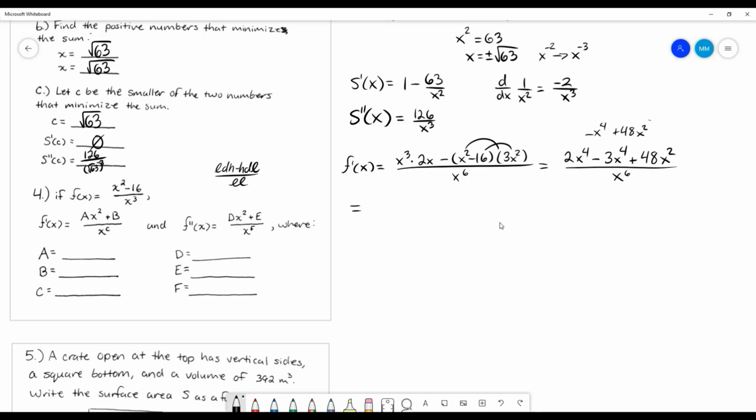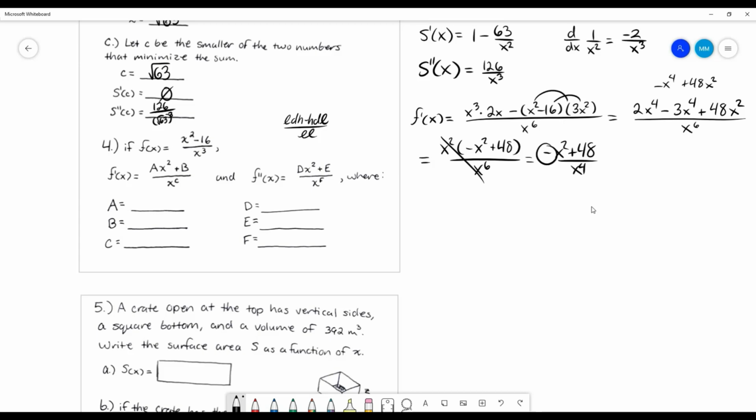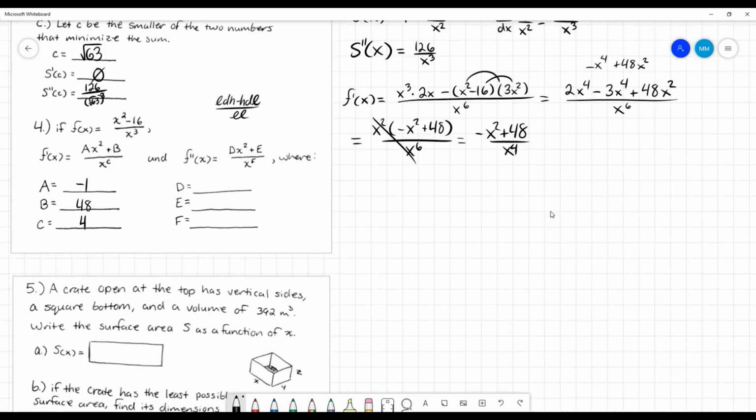So now I see I can factor out an x squared from all of that, so I'm gonna divide over x to the 6th, and that cancels out a little bit, so now I get this here, and that's our first derivative. So we see our a value is going to be that negative 1, our b value is a 48, and our c value is a 4. And now we just do it again.